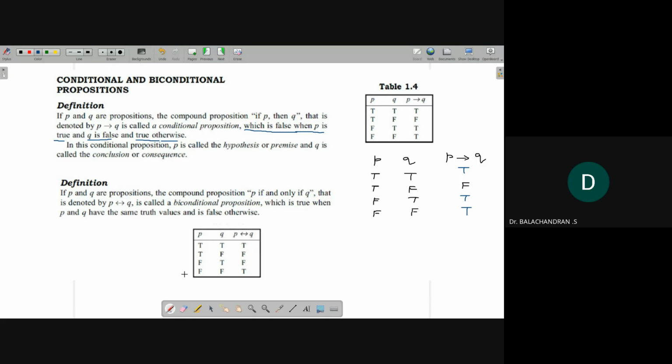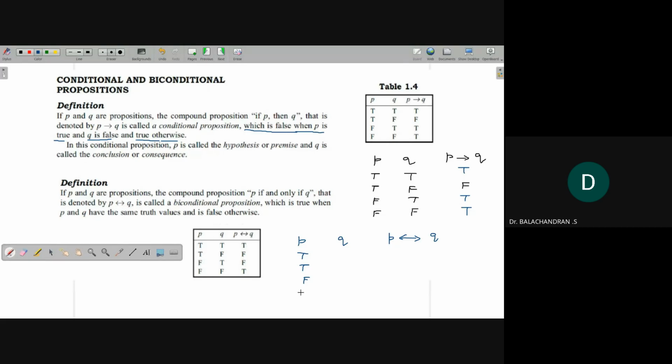Okay, so next connective, biconditional. First I'll explain the truth table and then I'll go to the definition. So here again I'll write P, Q, P biconditional Q. Here it is again true, true, false, false, true, false, true, false.